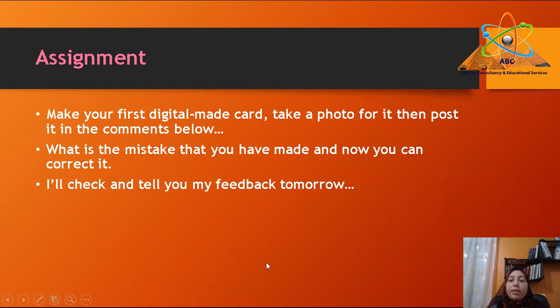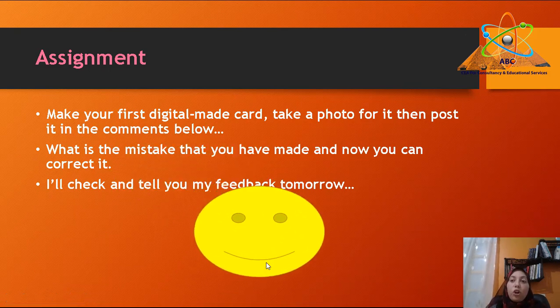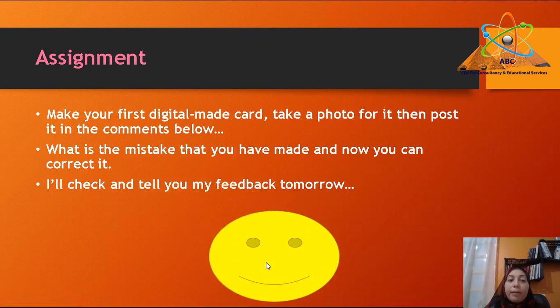And that's it. Thank you very much. Let's start looking at the assignment. If you like, make your first digital made card. Take a photo for it, just a screenshot, and post it in the comments below. I will check and tell you my opinion, my feedback. I want to add just one more question. What is the mistake that you have made before and now you can correct it after learning about tips for how to make better flashcards? I will check and tell you my feedback tomorrow.